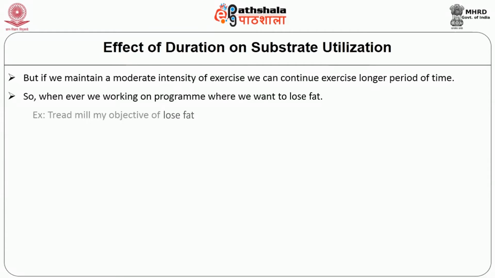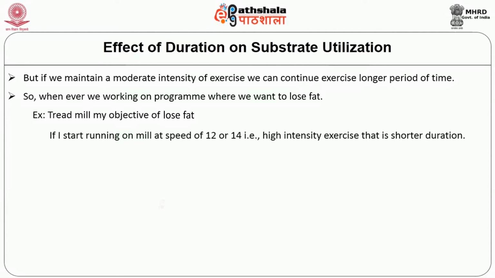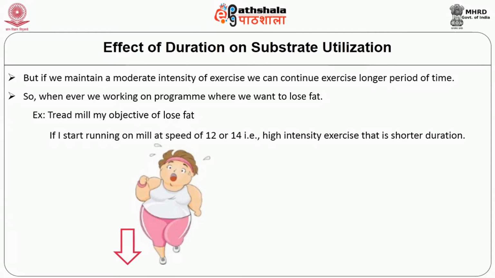So, say for example, if I am working on a treadmill and my objective is to lose fat, and if I start running on the treadmill at a speed of 12 and 14, that is a high intensity exercise, and I may run for a shorter duration. I am really not helping my body move to an aerobic mode of substrate utilization, and I am pushing myself more towards the anaerobic pathway. So, what I am helping my body is definitely to improve my cardiorespiratory fitness, but I am not helping my body to use fat as a substrate for energy.